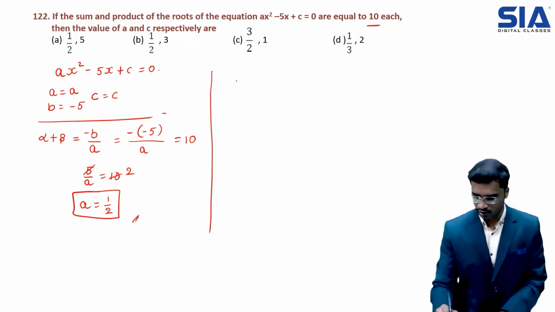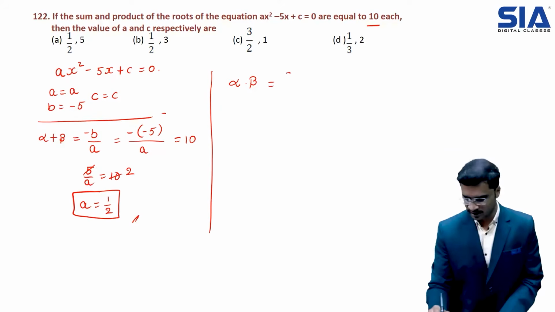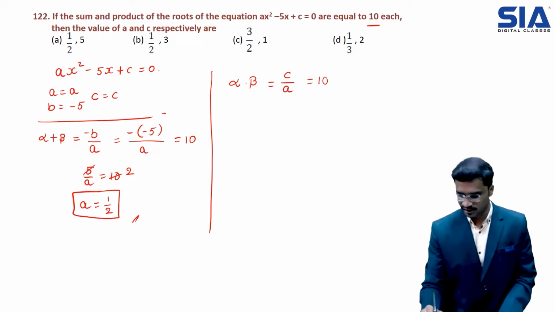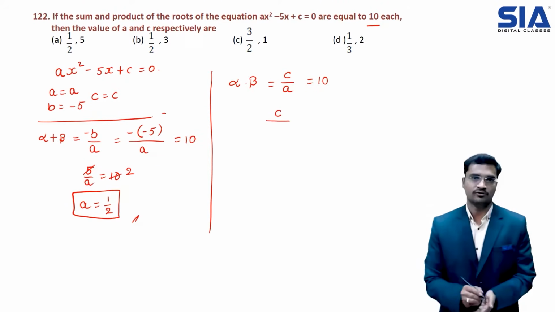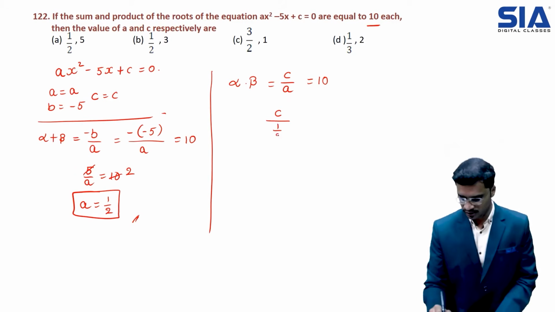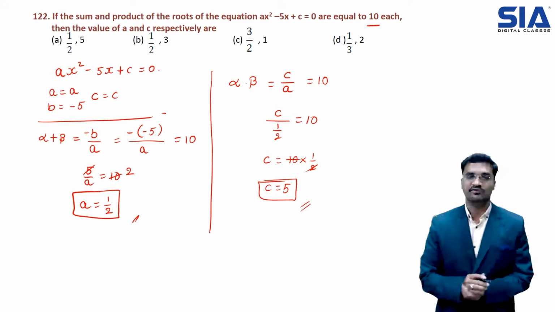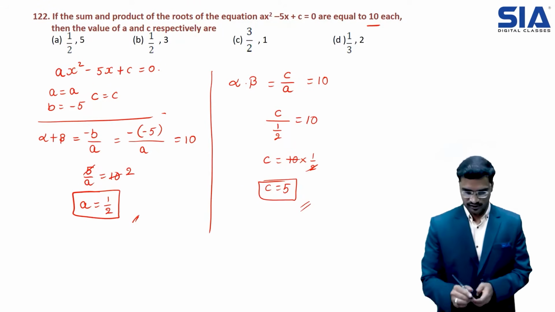Now let us take the product of roots, which is alpha into beta. Alpha into beta is nothing but c divided by a, and this value is given as 10. We do not know the value of c, and we have already found the value of a, which is 1 by 2. So the value of c is 10 multiplied by 1 by 2, which is 5. So the value of a is 1 by 2 and the value of c is 5. So our answer is what?